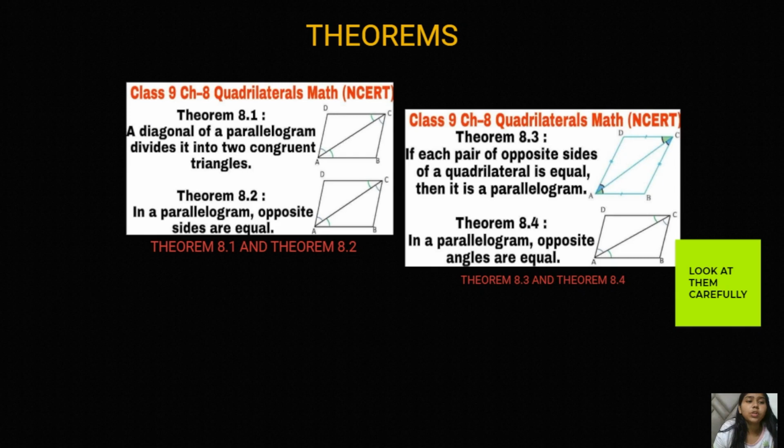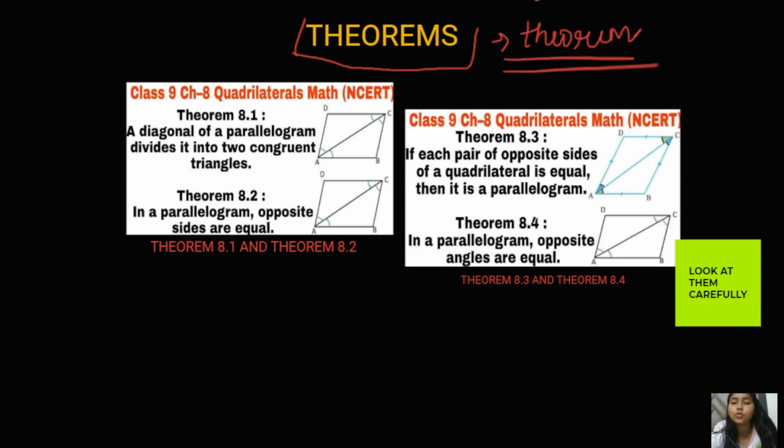Okay, so let's now move forward towards another theorem, that is, first of all we will move towards the theorems. As you know, geometry is full of theorems, because they tell you how to do something, how to solve something, how to show something. That is why we are going to have our first theorem of this chapter, quadrilaterals. So our first theorem is: a diagonal of the parallelogram divides it into two congruent triangles.